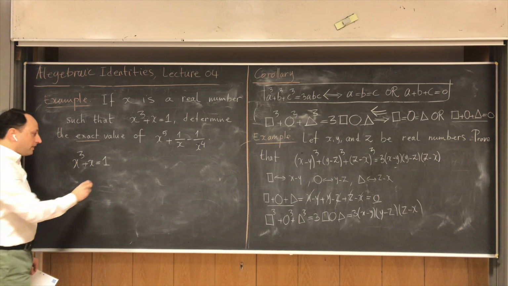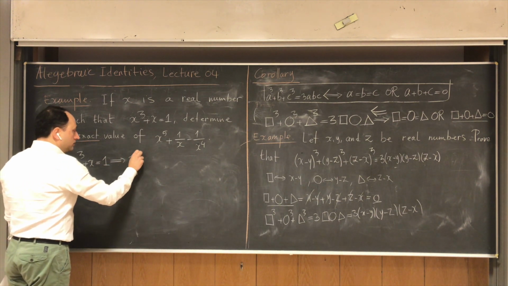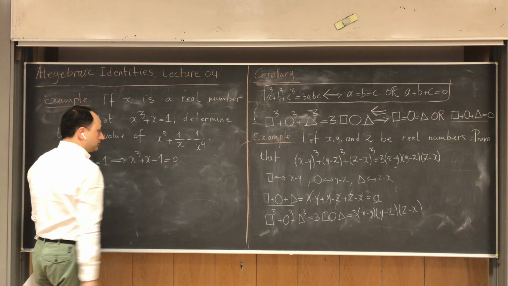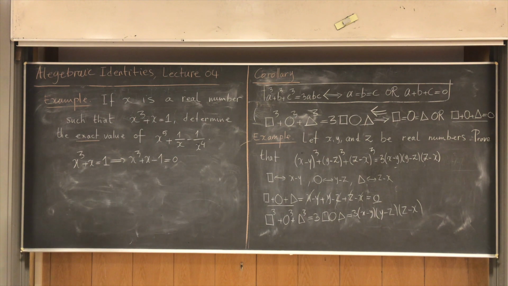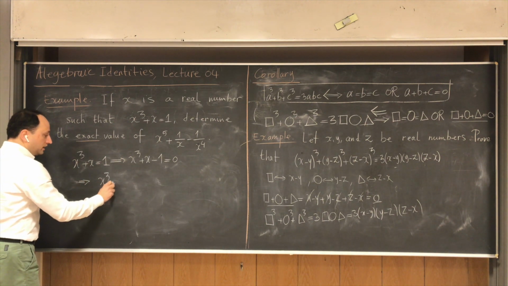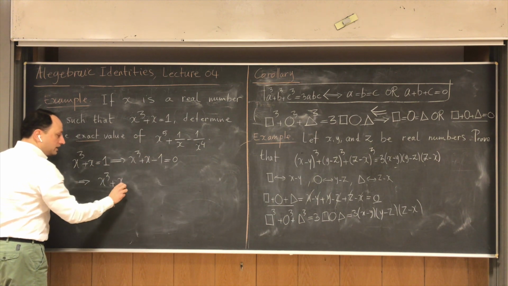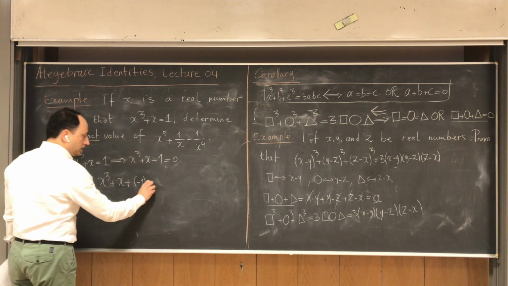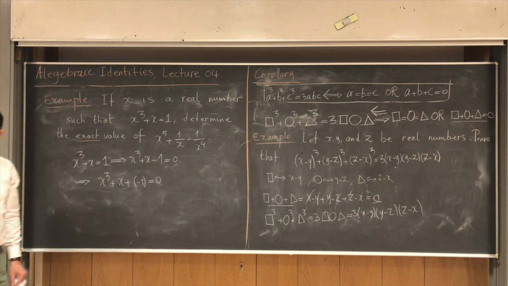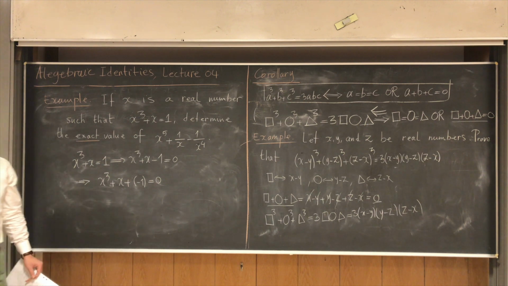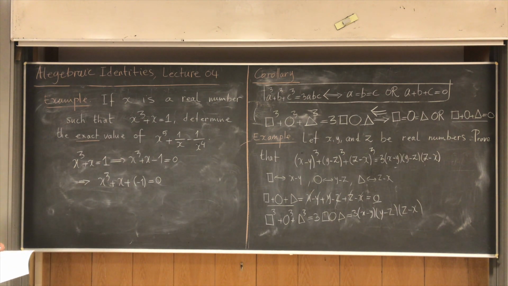So what can I do? I can say that x to the 3 plus x minus 1 is equal to 0. Yes? I move that one to the left. But let me just do it like this. Then this implies that x to the 3 plus x, instead of minus 1, let me write positive plus negative 1, is equal to 0. Agree? There is no difference between minus 1 and positive negative 1. They are the same.